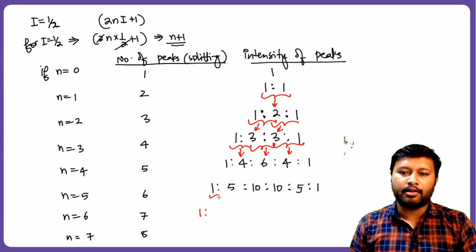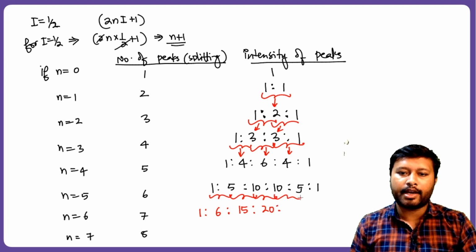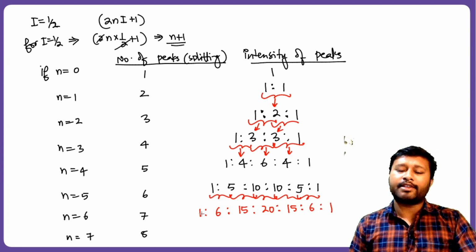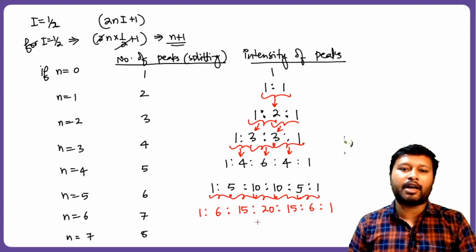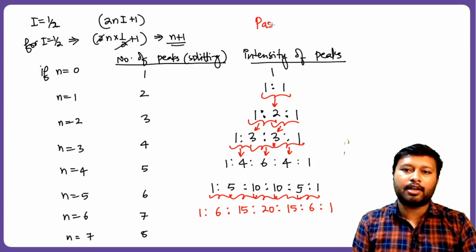So it will be 1, let's add them, so it will be 6, then let's add these two, it will be 15, let's add these two, so it will be 20, then 15, then 6 and 1. That's how you can simply find out the intensity ratio. You don't have to memorize it. This is the Pascal rule, or the Pascal triangle.